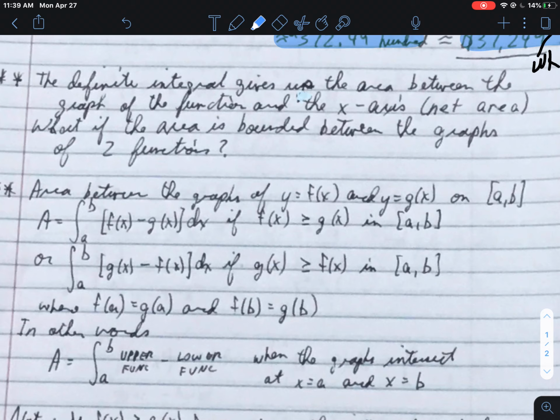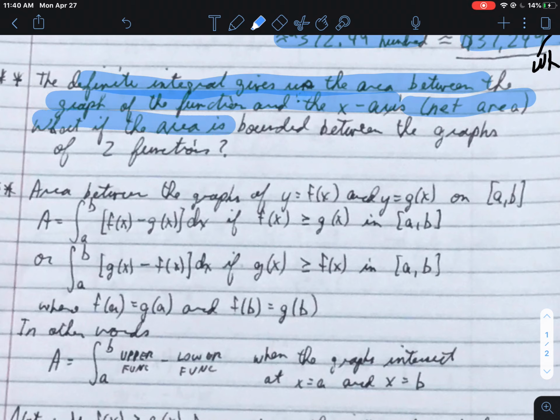Well, here's the next logical step in that. All right, so we have our definite integral, area between the graph of our function and the x-axis. All right, net area specifically. What if we wanted to calculate the area between two different functions? All right, so instead of just our function and the x-axis, how about if I have two functions and I want to find the area between the graphs of those two functions? Okay.